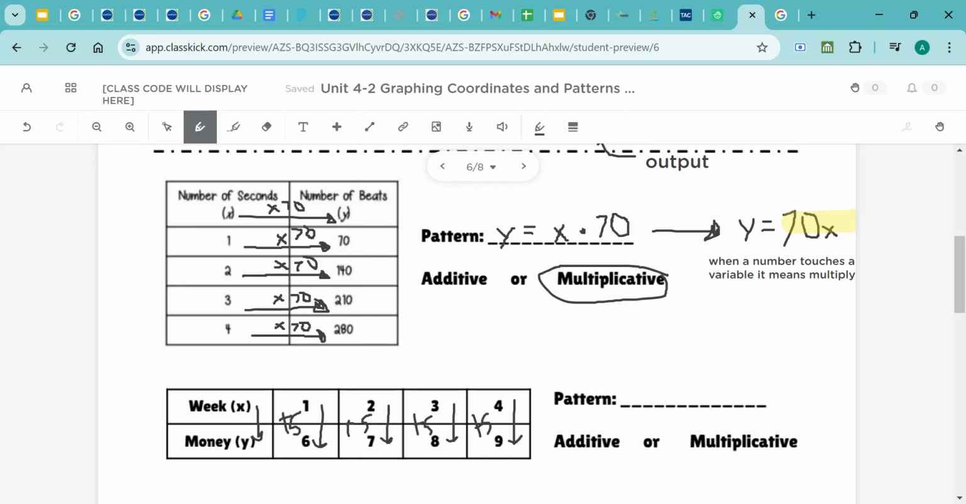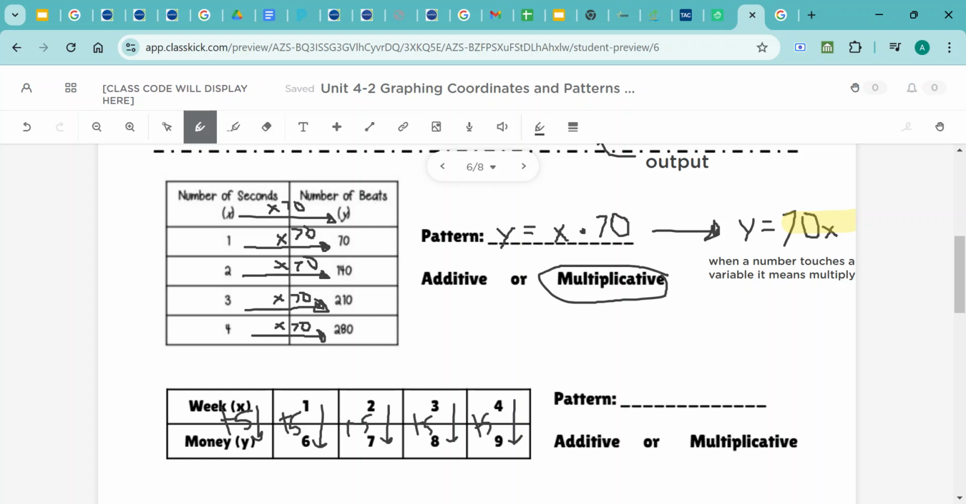Plus 5. I would check every single X or input and output you have. Does plus 5 work the whole time? Yes, it does. If it doesn't, then that's not your pattern. Okay, so what am I doing here? I'm taking my X value, which is the week, how many weeks, and I add 5 to it, and it gives me my Y value.